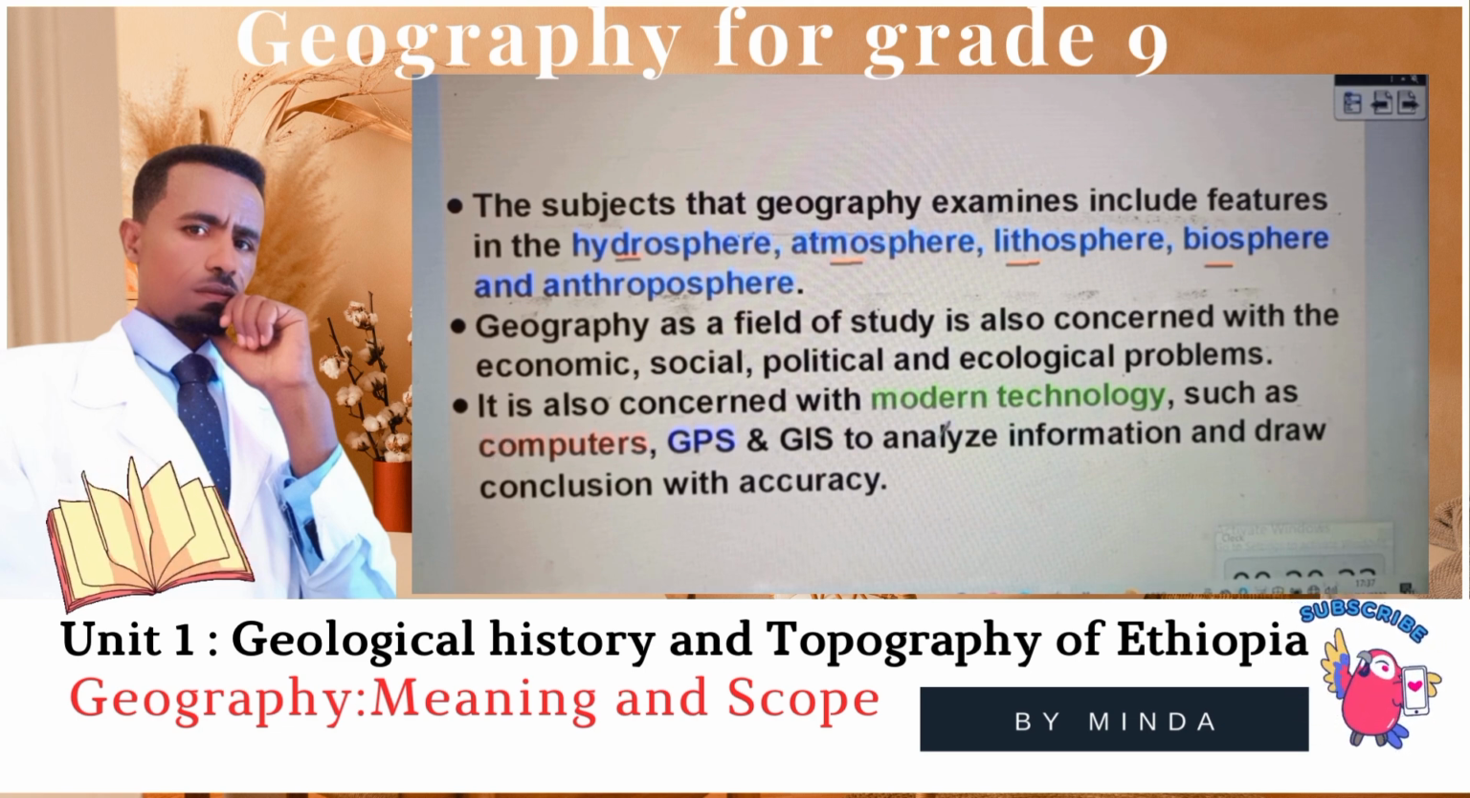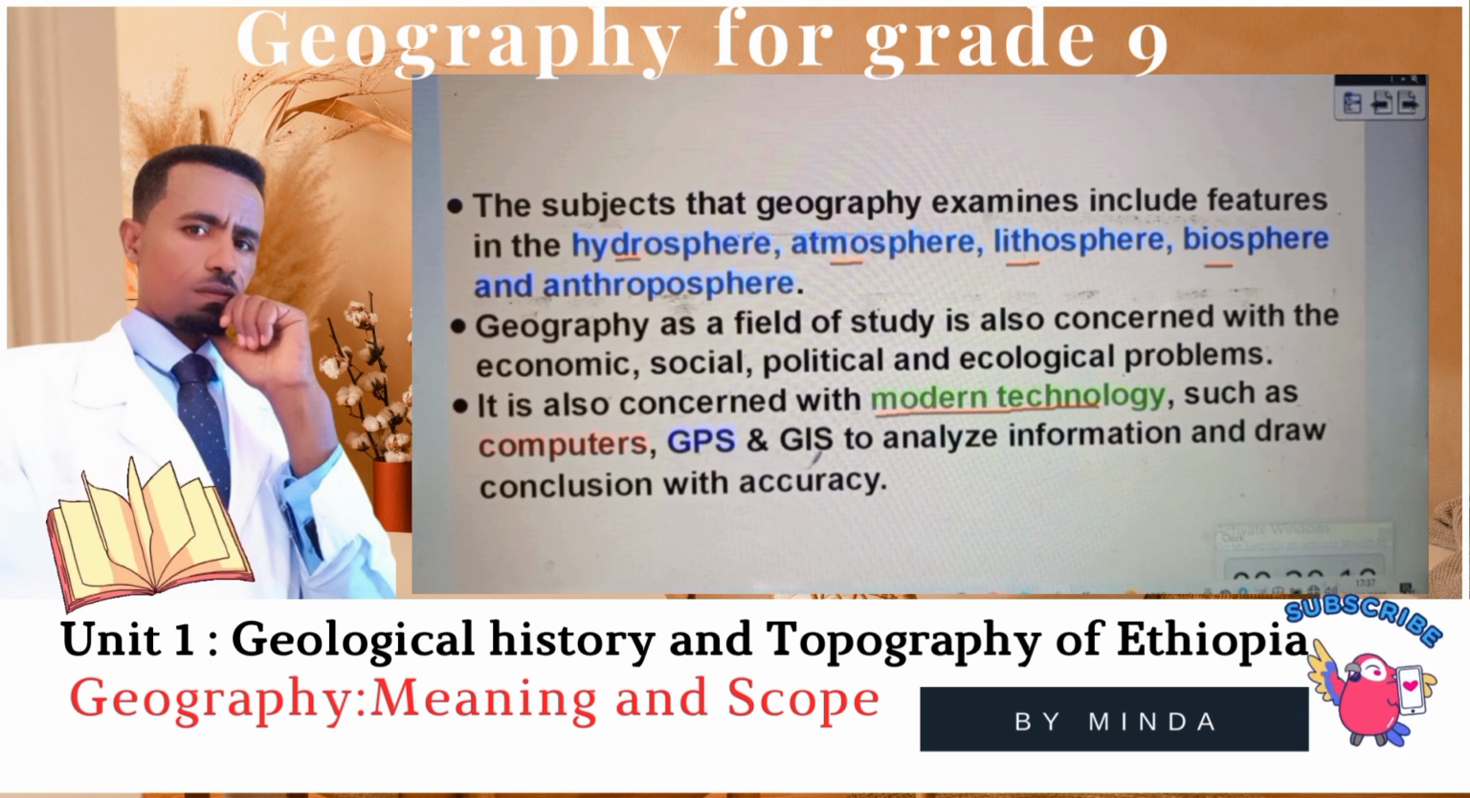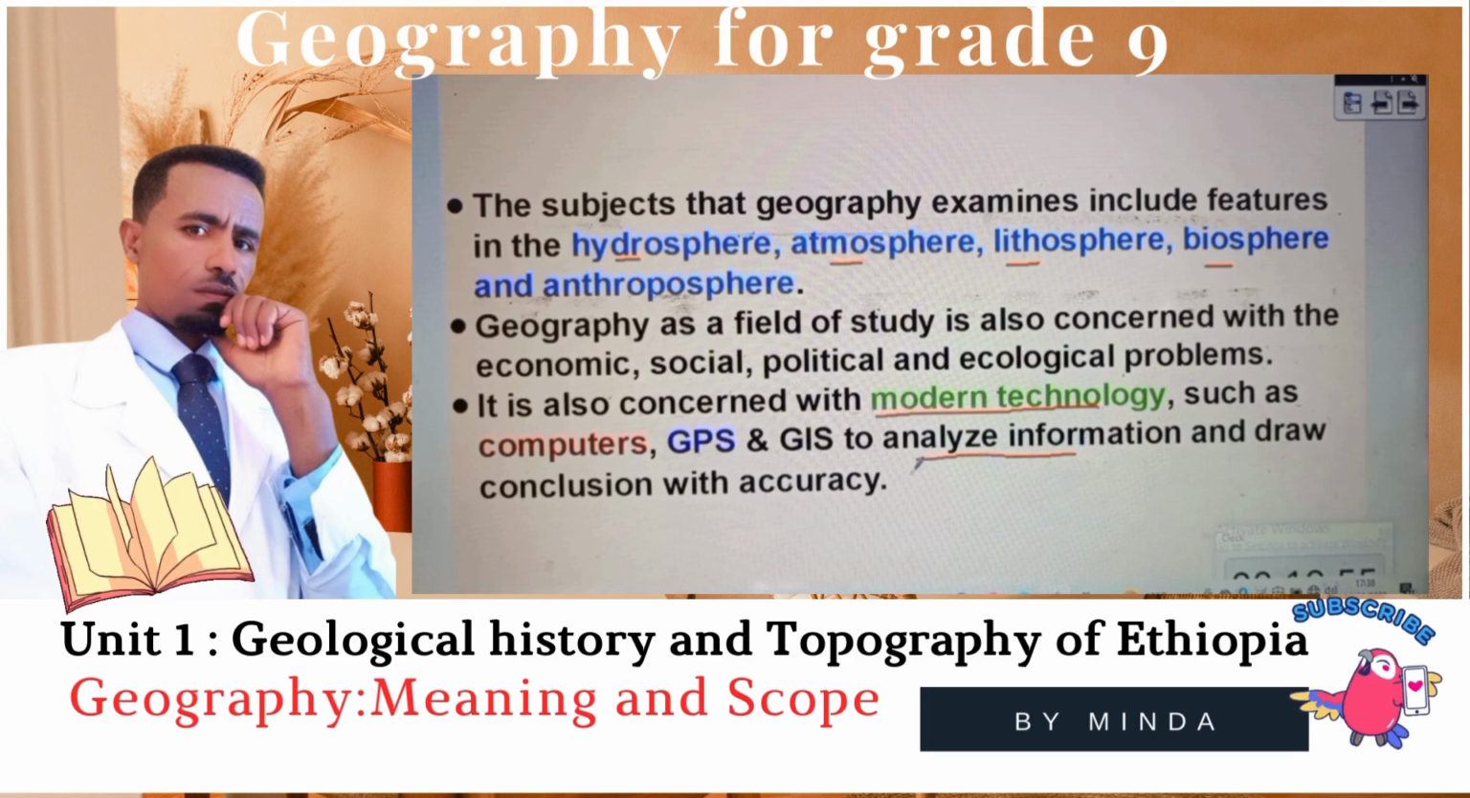Geography is also concerned with modern technology such as computers, the global positioning system, and geographic information systems to analyze information and draw conclusions with accuracy. So geography uses modern technology to analyze information, to draw conclusions, and to do important things with accuracy.